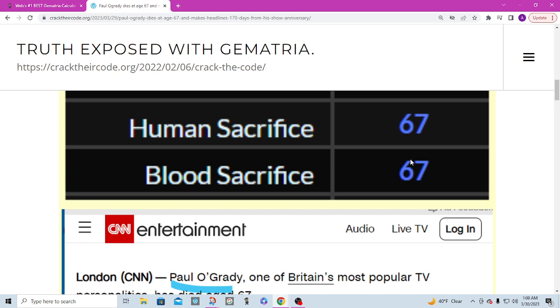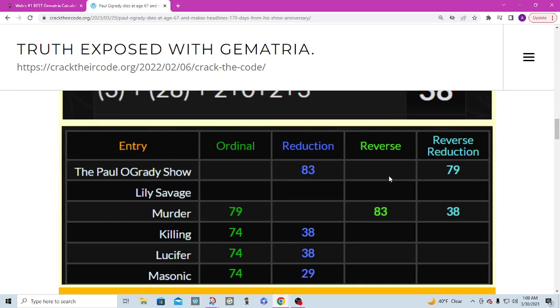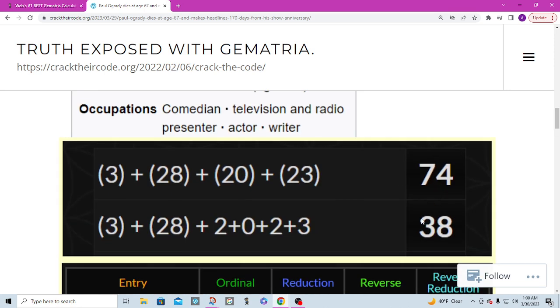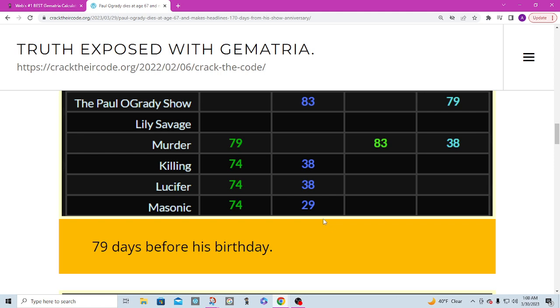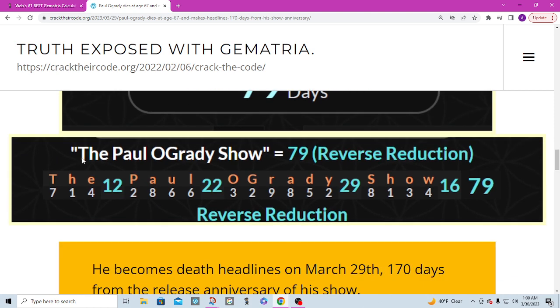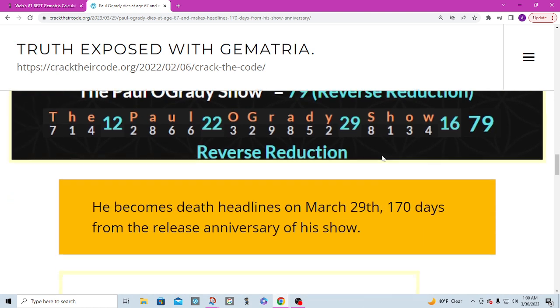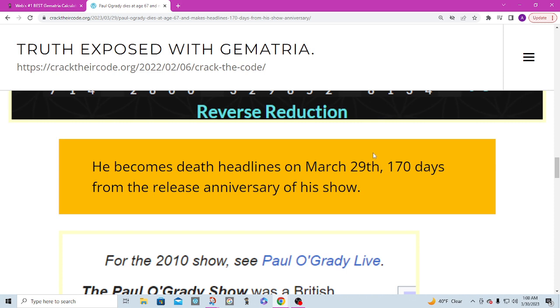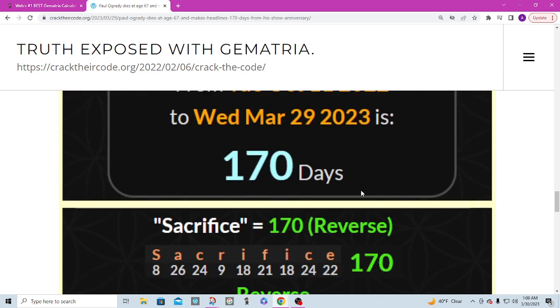So you got four numbers, right? So these two words also equal 86, just like we've seen. Now you got this guy dead at the age of 67. Look, same numbers. Same numbers. 79 days before his birthday. There's the name of his show. And they waited to put him in the headlines until the 29th because that was 170 days from the release anniversary of that show.